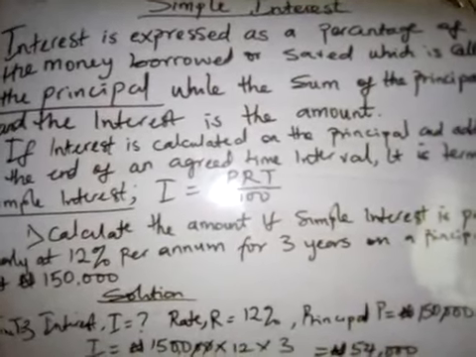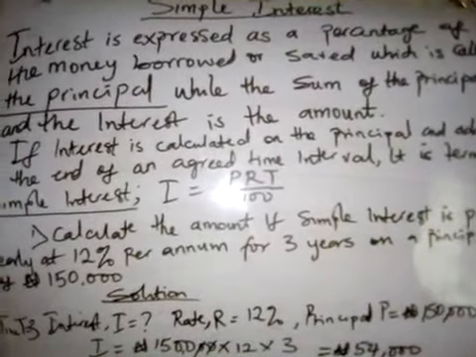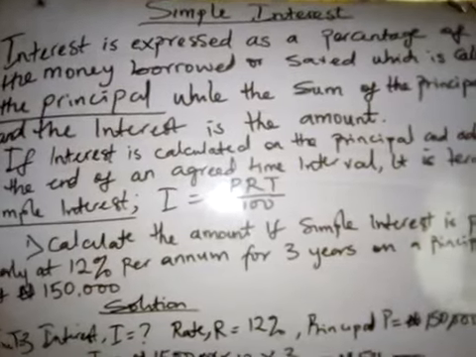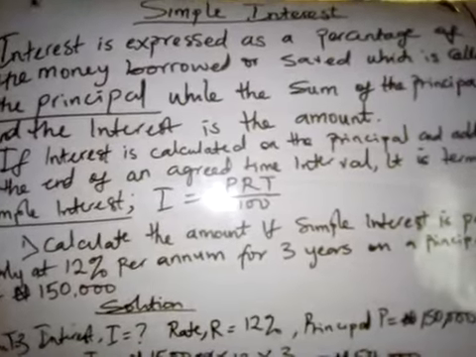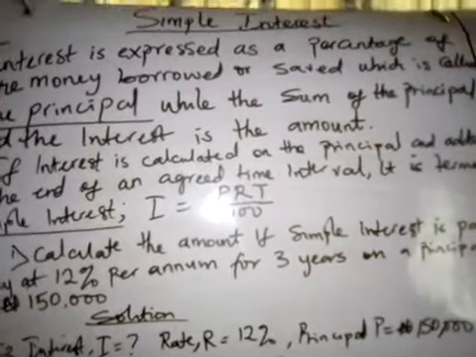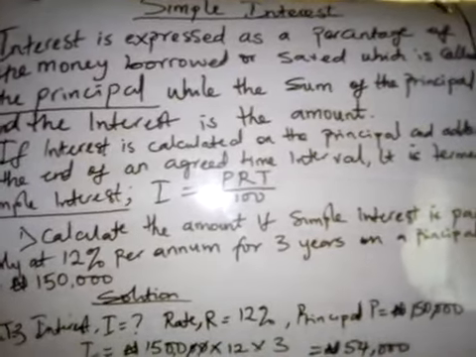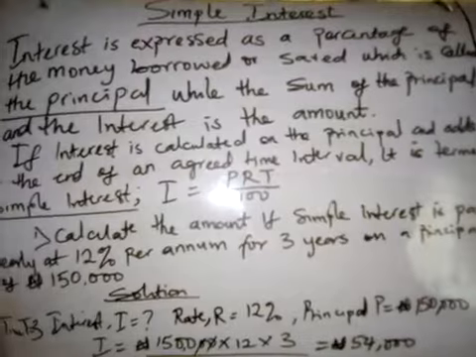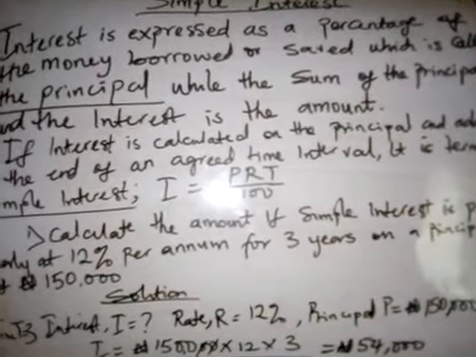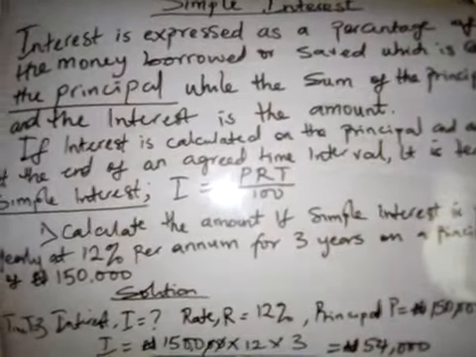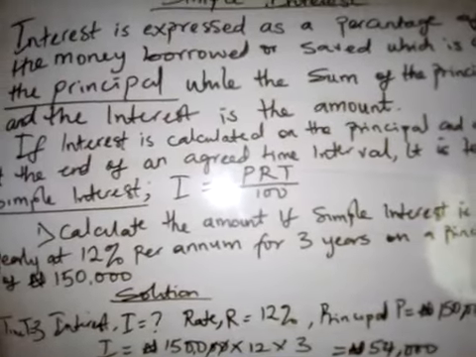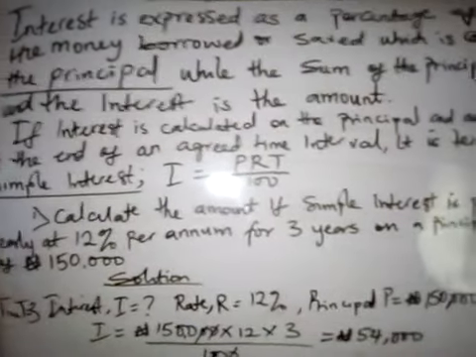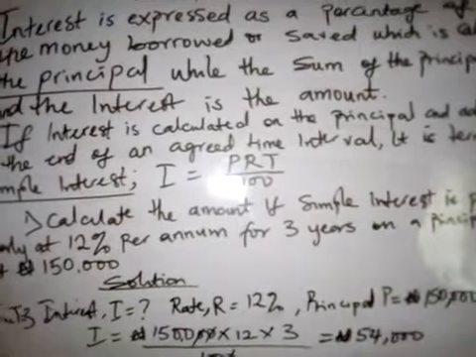There will be an agreement of okay, this is when I will be paying it and this is the interest. So that's what takes us to simple interest. As much as we have simple interest, we also have compound interest, and its application is quite different. Simple interest is an interest expressed as a percentage of the money borrowed or saved. It's called the principal, while the sum of the principal and the interest is called the amount. If interest is calculated on the principal and added at the end of an agreed time interval, it is termed simple interest.